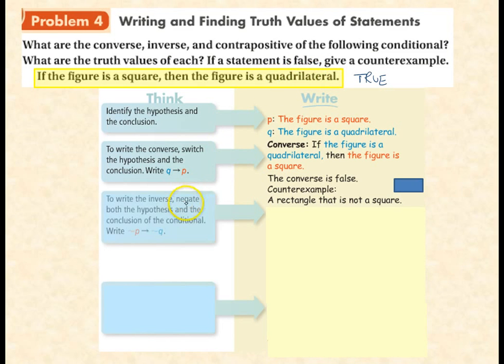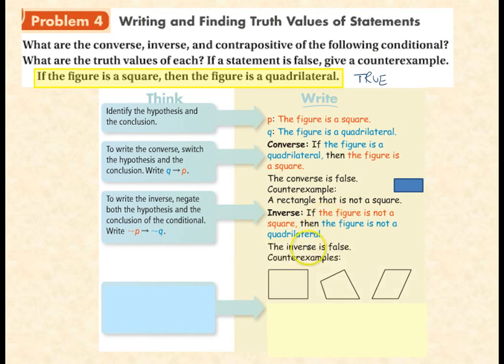Okay, so after the converse, we can do the inverse. The inverse is just the negation of the hypothesis and the conclusion in the original order. So not P implies not Q. That means if a figure is not a square, then it is not a quadrilateral. Is that true or false? Well, that's also false.